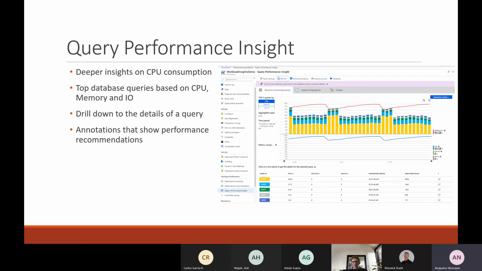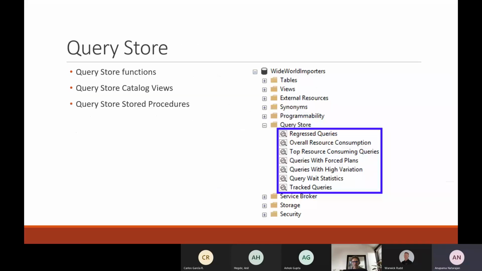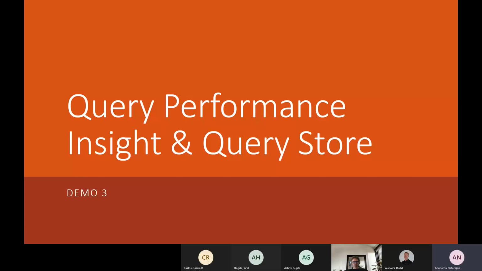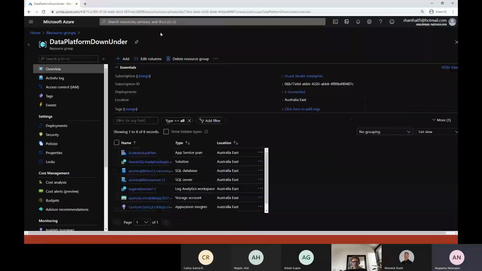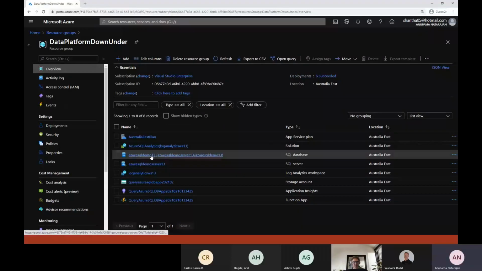In order to get Query Performance Insight working, you need to enable the Query Store. So Query Store has to be enabled in order to get Query Performance Insight. So let us quickly look at how Query Performance Insight works from an Azure portal perspective. So, jumping again onto my Azure portal here. I'll get back to my Azure SQL database.